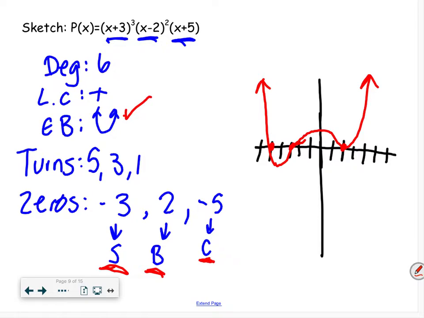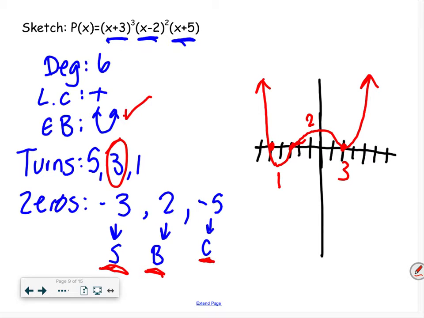How many turns did I take? 1, 2, 3. Does that match? Do you want us to circle the 3? Yeah, I would. Always look at your exponent.